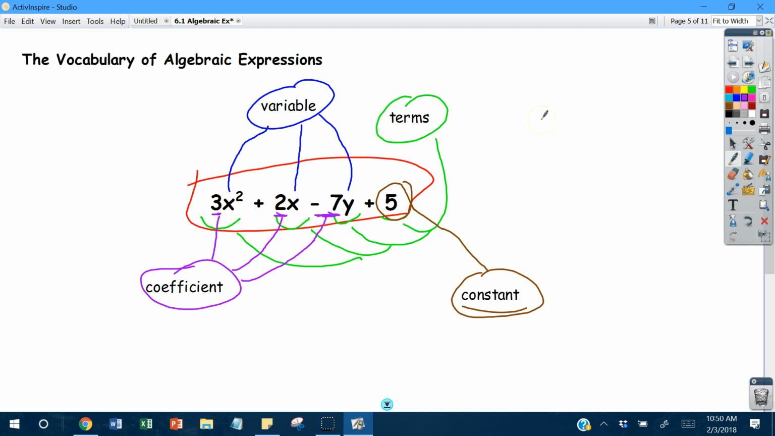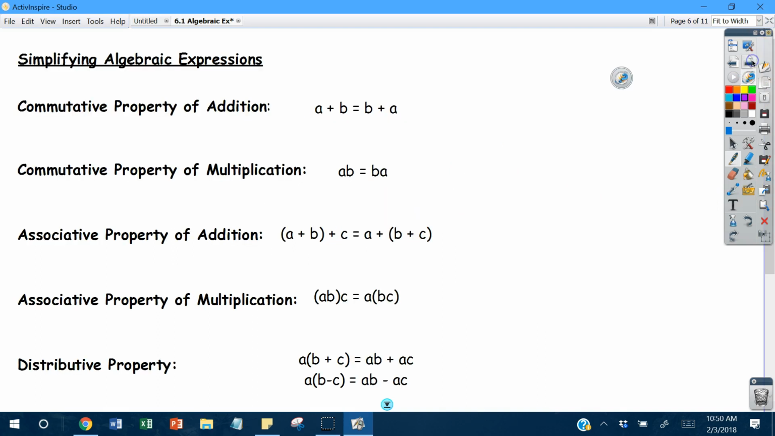Yeah, here's a nice little messy diagram. Maybe that's helpful. All right, so let's talk about some properties, and then we'll use these properties in a second. So we have different properties in algebra. We have two called the commutative properties.